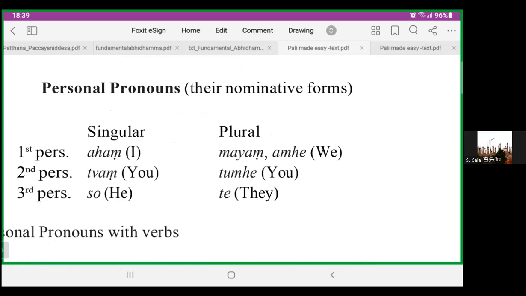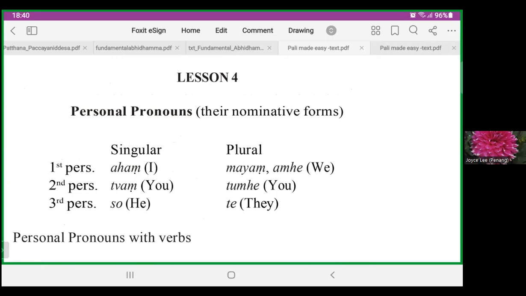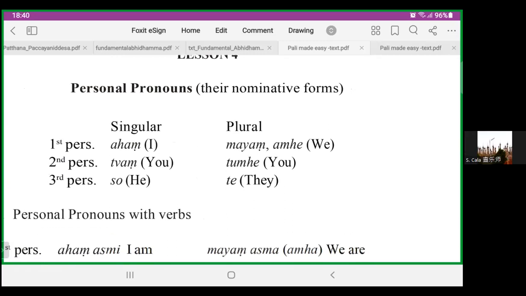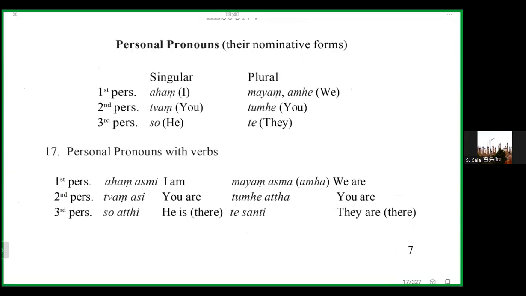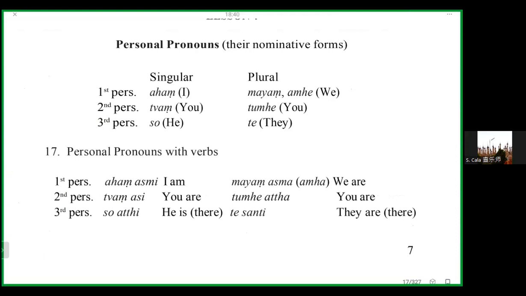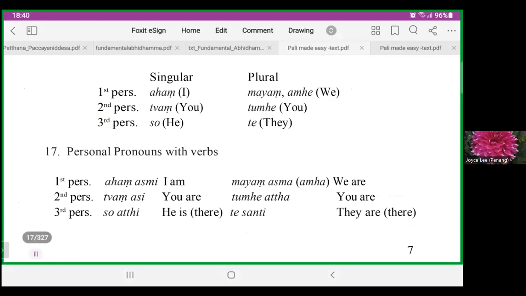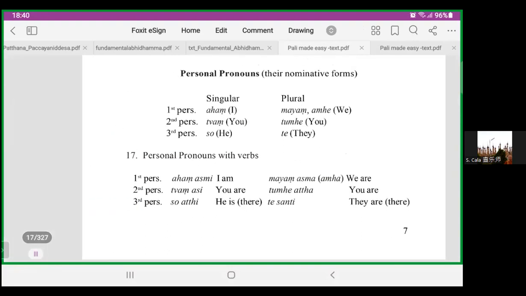Mayam, we are. We are is Mayam, asma or amha. Okay, asma or amha. All right, so what you do is, when I learned in my university, as I told you about 13 years ago, we just recited every time like this. Ati te santi, tuam asi tumhe ata, aham asmi, mayam asma, mayam amha. We recited more than 20 times, then you just remember. So you just need to recite 20 times and you get it.